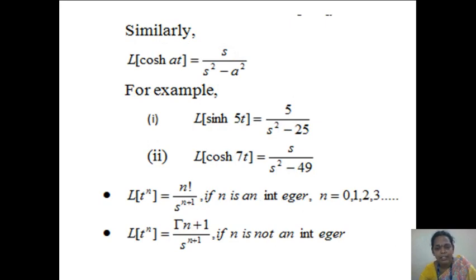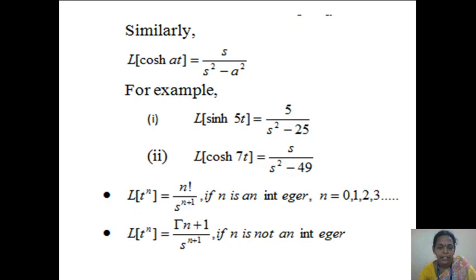For example, L of sinh 5t, which is equal to 5 divided by s square minus 5 square, that is 25. So substituting a equal to 5, we get 5 divided by s square minus 25. Then the second example is L of cosh 7t equals s divided by s square minus a square. Here a is equal to 7, we get s divided by s square minus 49.